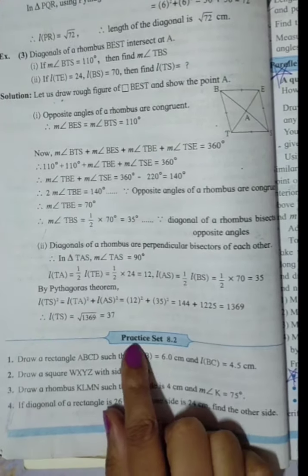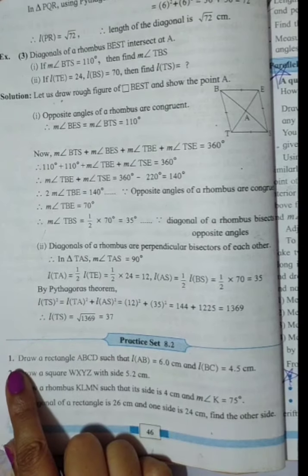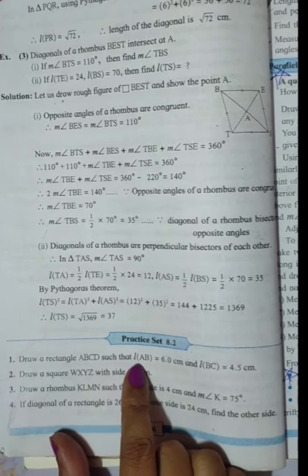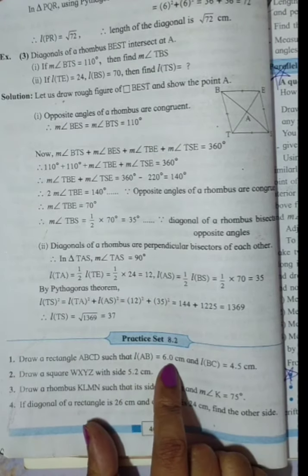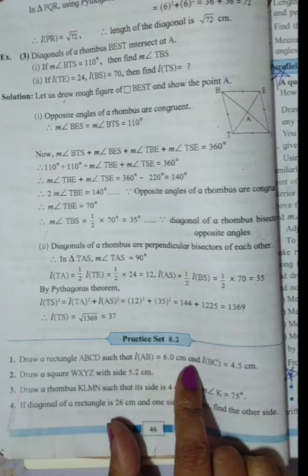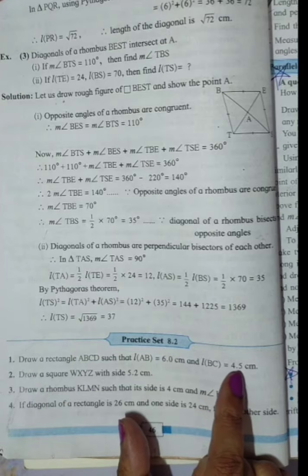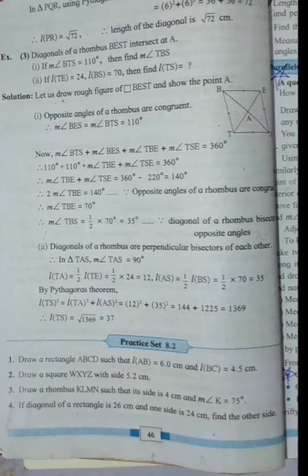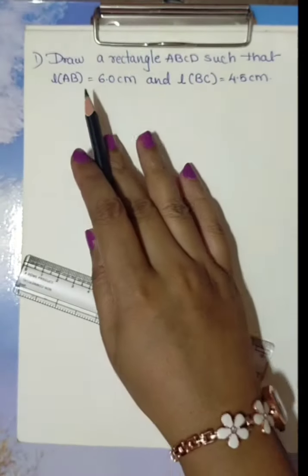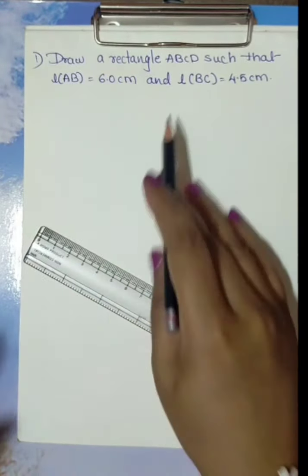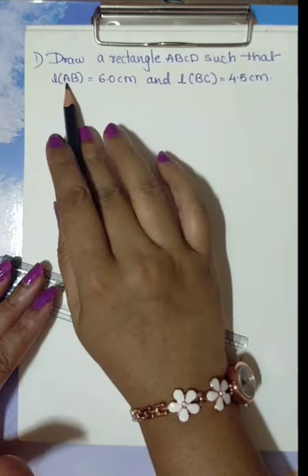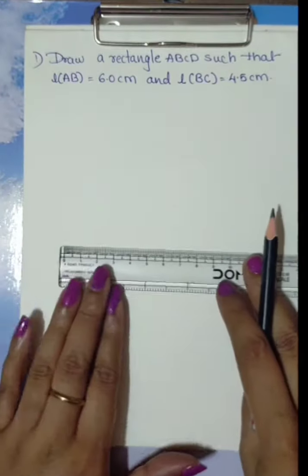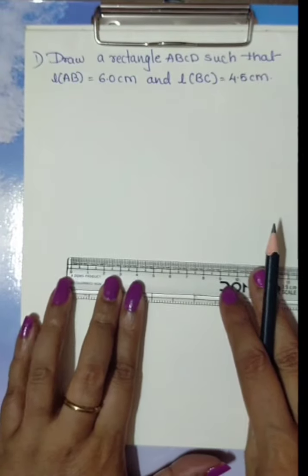So practice set 8.2. First question is, draw a rectangle ABCD such that length of AB is equal to 6.0 centimeter and length of BC is equal to 4.5 centimeter. So let us solve this. Now here what is given? Draw a rectangle, that is AB, length of AB is 6 centimeter. So first we will draw 6 centimeter.